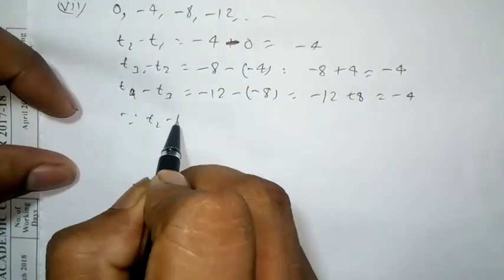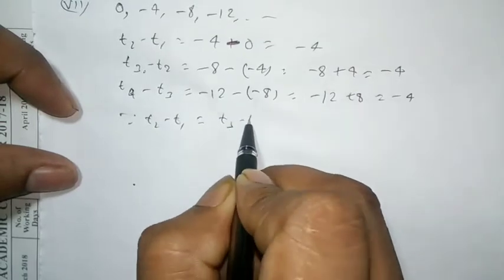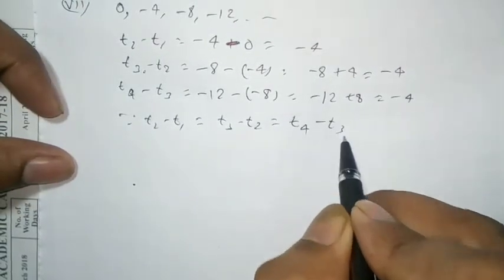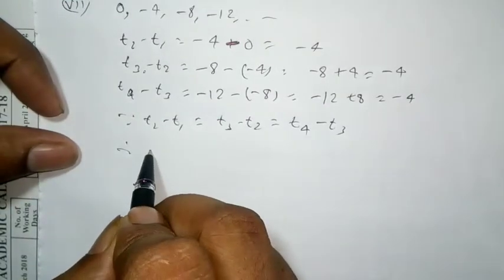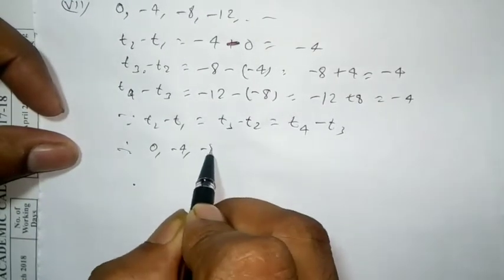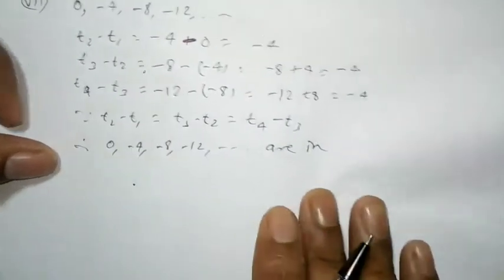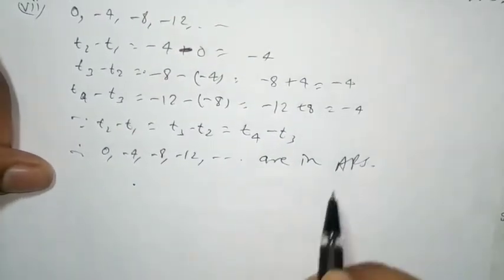Because T2 minus T1 is equal to T3 minus T2 is equal to T4 minus T3, therefore 0, minus 4, minus 8, minus 12 are in AP.